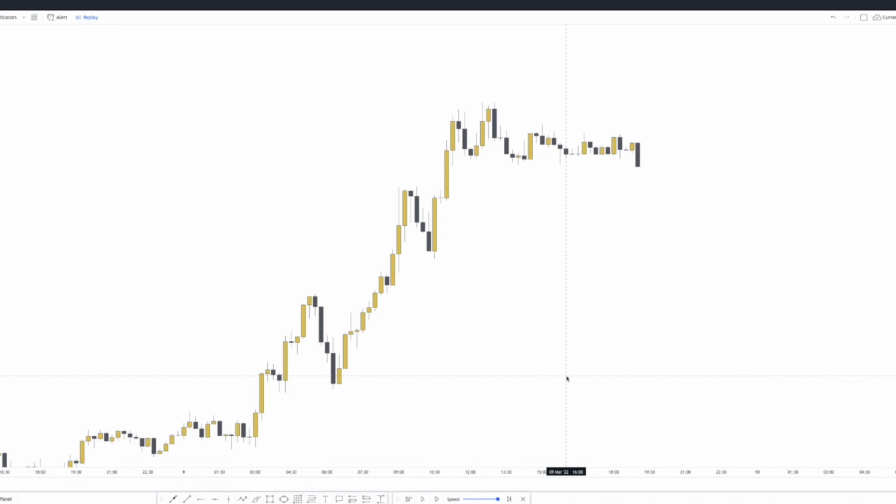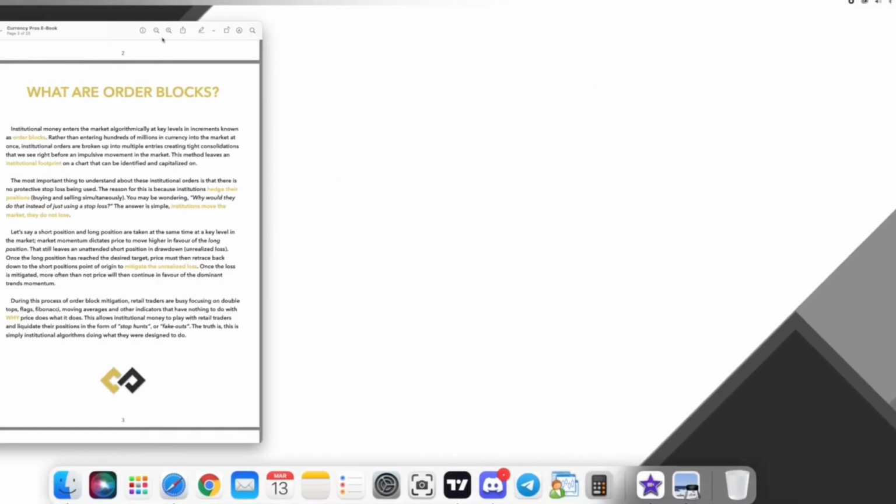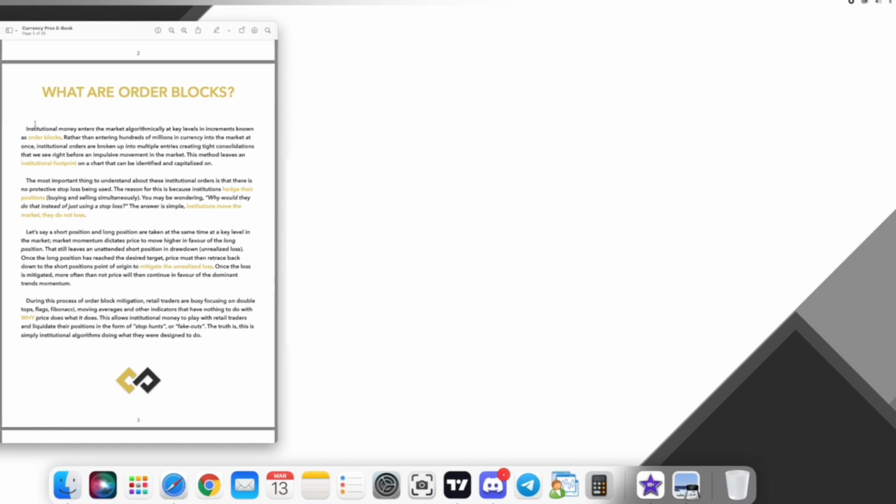Now, before we get started on the charts for our live examples, we're going to head over to the Currency Pros ebook, which is exclusive to our private Discord community, but I'm going to share this one page with you just so we all have a firm understanding of what order blocks actually are. So let's run this down and then we'll dive into the TradingView charts to go over some examples of how to identify and how to trade order blocks.